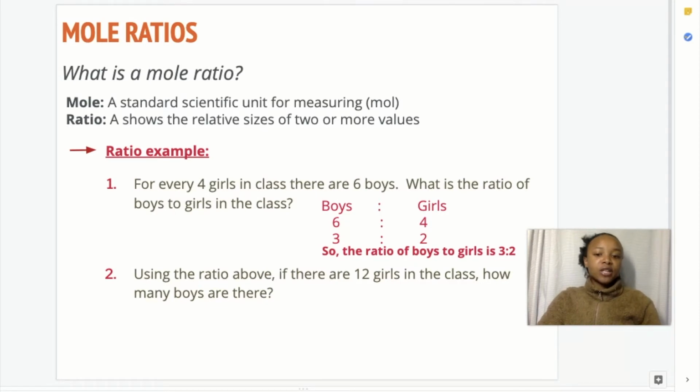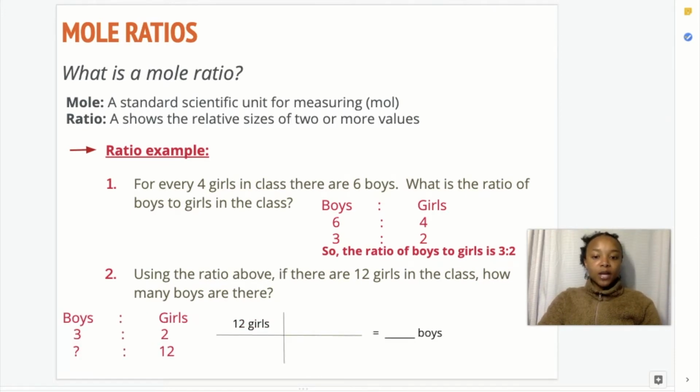So now that we have this ratio, we can answer question 2, which is saying if there are 12 girls in the class, how many boys are there? So we have our ratio, which is 3 to 2, and it just told us that we have 12 girls. So I'm going to put 12 here. And then I'm just going to leave this a question mark. This is what we're trying to figure out. We're trying to figure out how many.